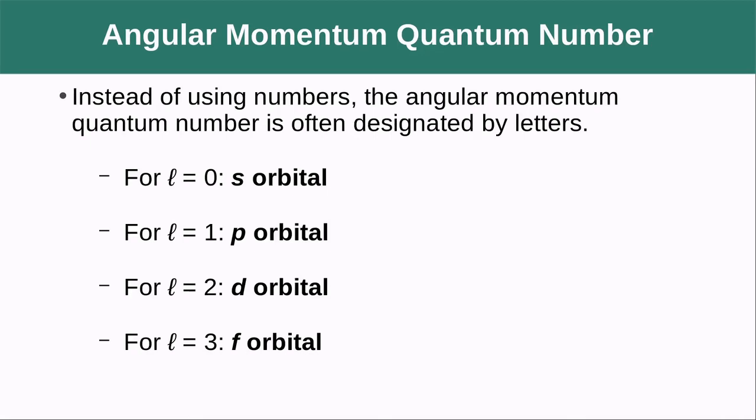So a lot of times, instead of using these numbers for the L values, we instead use letters that represent the types of orbitals. For 0, there are the s orbitals, 1, there are the p orbitals, 2, there are the d orbitals, and 3, there are the f orbitals. Where they're getting these letters from, I really honestly have no idea. I've been looking for years and I've never found out.